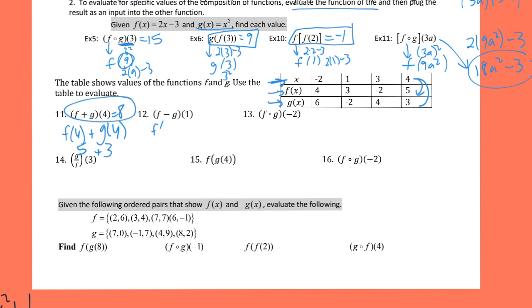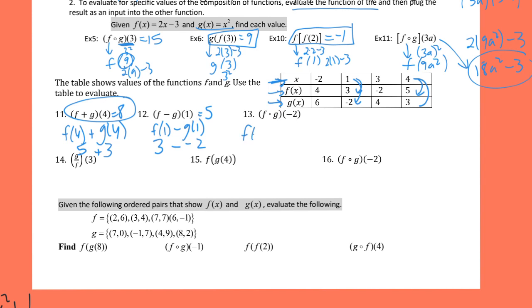So if you want to do F of 1 subtract G of 1. F of 1 gives you 3 minus G of 1. G of 1 is negative 2, so you have to subtract a negative 2. You get 5.